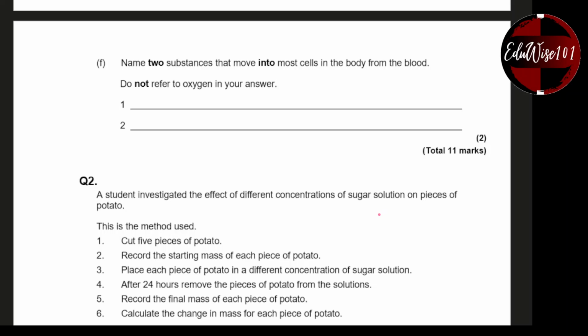Name 2 substances that move into most cells in the body from the blood. Do not refer to oxygen in your answer. You could say water or glucose, or you could say mineral ions. Any two of them will be fine.